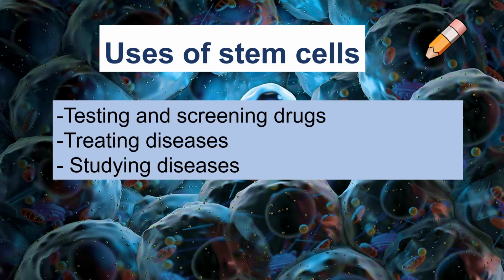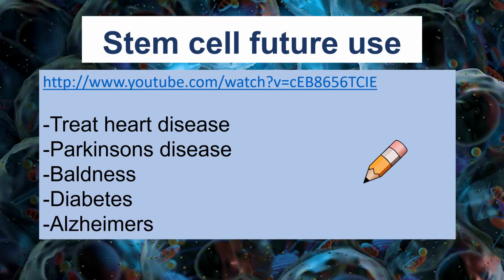Other uses of stem cells include that they can be used for testing and screening drugs, they can be used for treating diseases, and they can also be used for studying diseases. Also, you need to know what stem cells can be used for in the future, so this includes treating heart disease, Parkinson's disease, baldness, diabetes, and Alzheimer's. So watch the video about how stem cells are being used in these diseases.